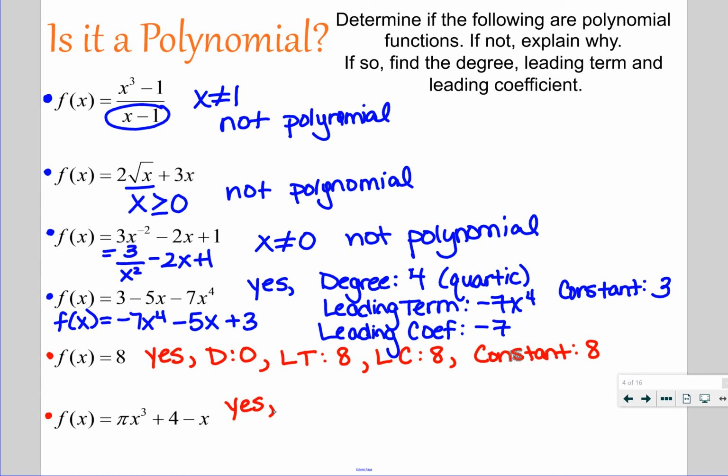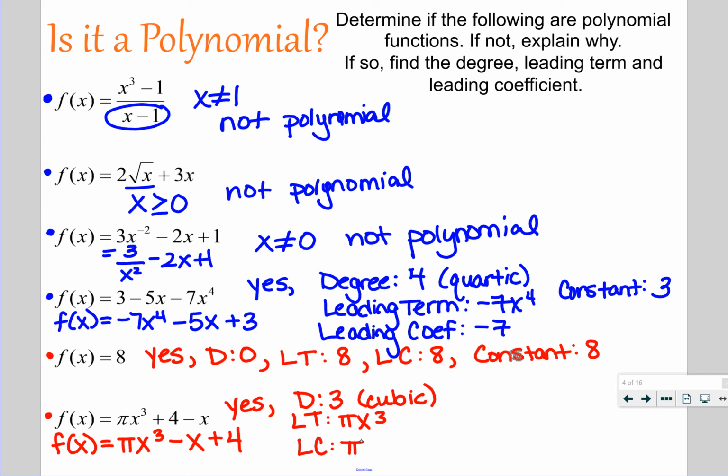Again, I'm going to reorder my terms first here. So I'm going to rewrite it as f of x equals, the highest exponent is first, pi x to the third. Then my x term would come second. Make sure the negative stays with it. Negative x plus 4 at the end. So now we can say that the degree is 3, and this was a cubic function, remember, was a special name for that. The leading term is pi x to the third. The leading coefficient is pi. And then my constant is 4, the number without a variable.